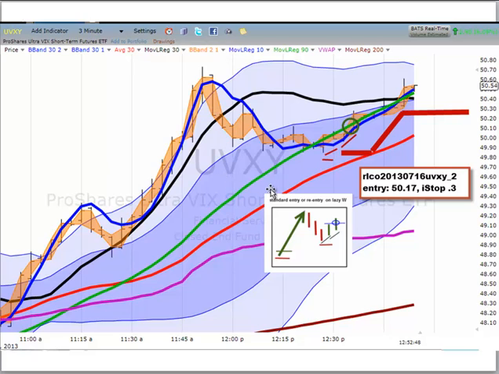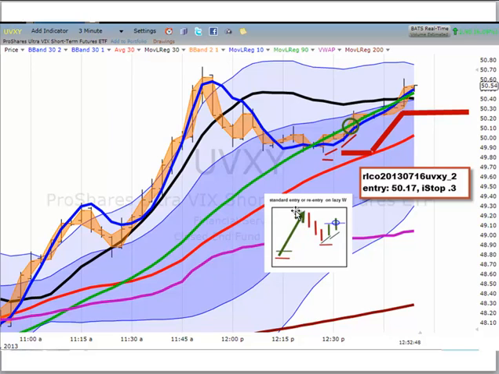Now later in this day, this was that move in UVXY all the way up to 50.60. It pulls back, finds support north of the Bollinger Band mean. Here's the swing low. We got a higher low, a second higher low. So I go ahead and buy this one at 50.17. That's this pattern, this little standard flash card.